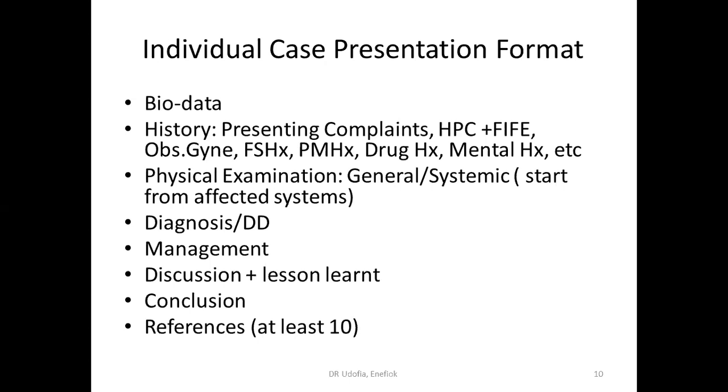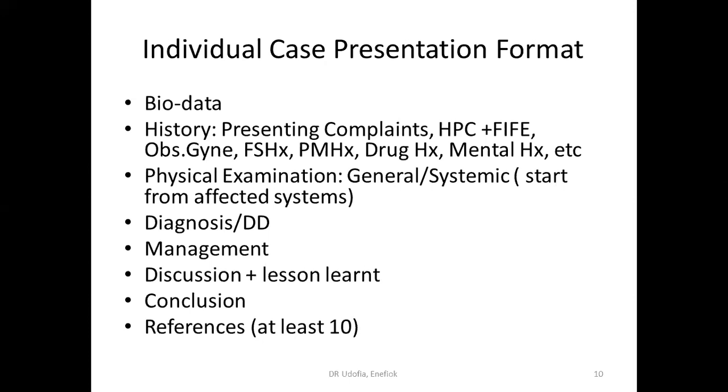Other histories that you know, and the family and social history, which is very important, because that's where you pick a lot of your patient-centered care components, to be able to manage your patient. After that, the physical examination, the usual thing, and most of the time after the general, you should start with a system or the system that is affected.